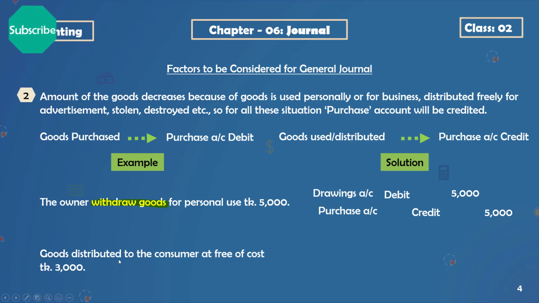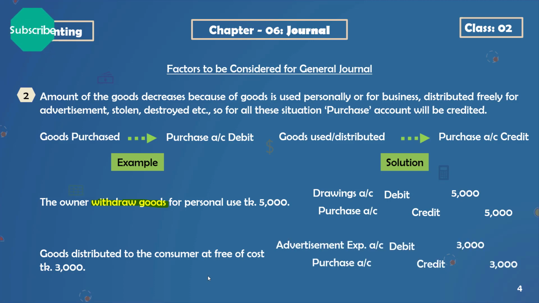Because of distribution of goods, the amount of goods reduced from the business, so we have to credit purchase account. And for distributing goods free of cost, the purpose is advertisement, so we will debit advertisement expense. So here the journal is advertisement expense account debit, purchase account credit.